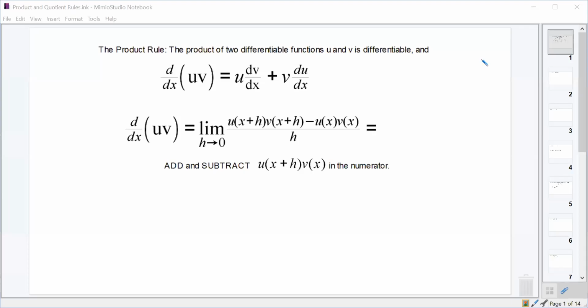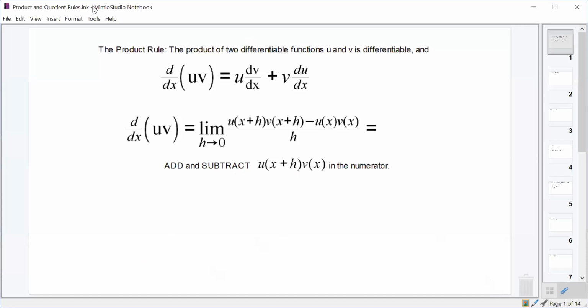Hopefully everybody feels relatively comfortable right now with the power rule. Everybody's good with using the power rule, I hope? Yes. Okay, cool. So the power rule is really great when you have something simple like a polynomial, but it's not always the rule that you need to use.